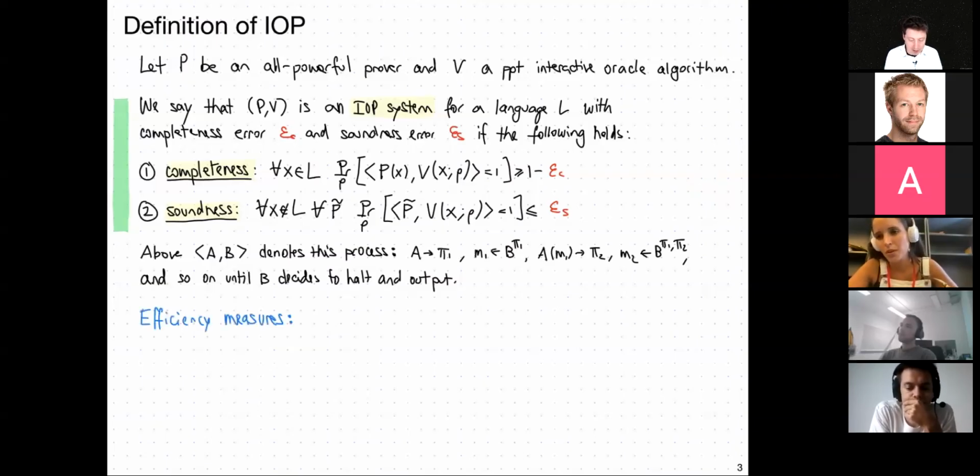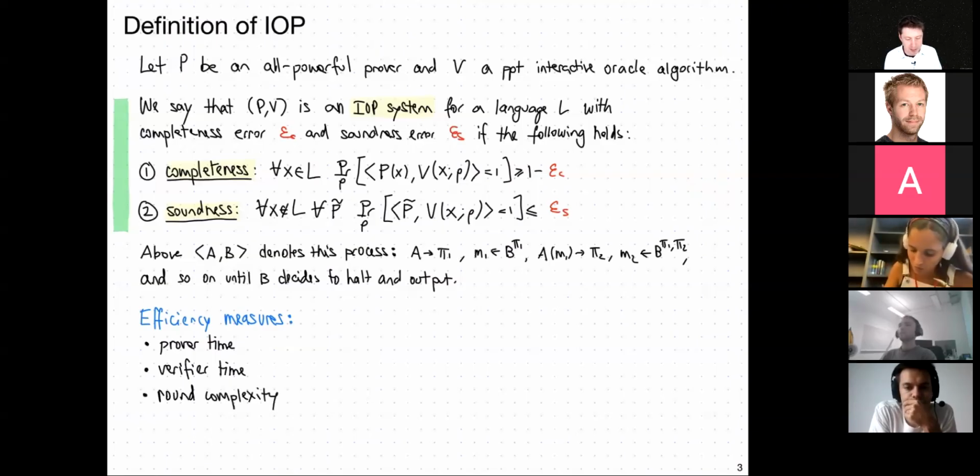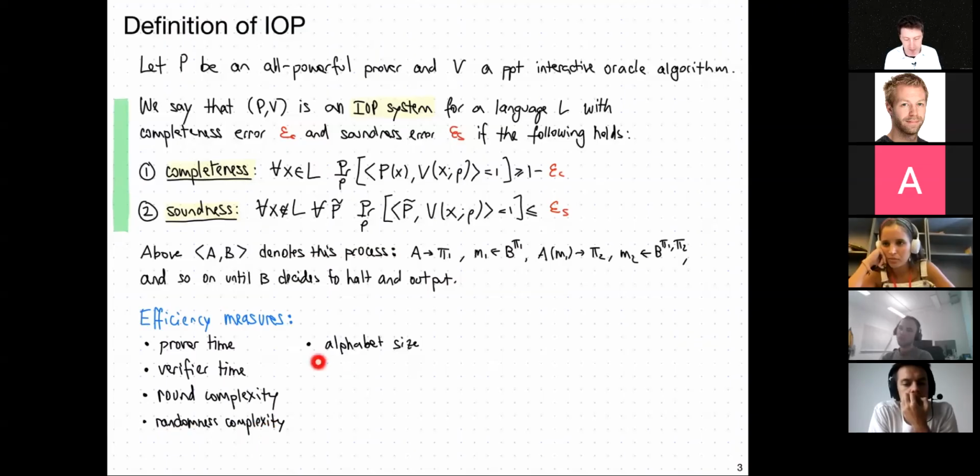Great. So when we study IOPs, there are going to be efficiency measures that we pay attention to and that make sense, like the prover time and the verifier time. But then, similar to an interactive proof, we may pay attention to things like round complexity. That's something we did pay attention to for interactive proofs, but not for PCPs, because there's no round complexity in a PCP. But in an IOP, we may pay attention to round complexity. Of course, there's also randomness complexity, and we may pay attention to alphabet size and proof length.